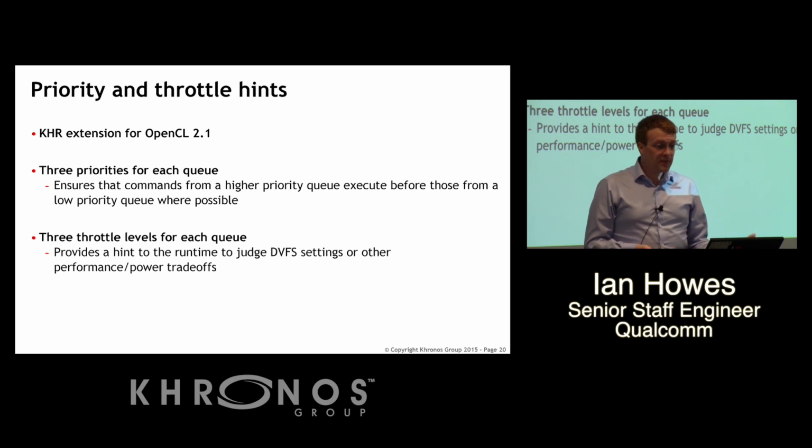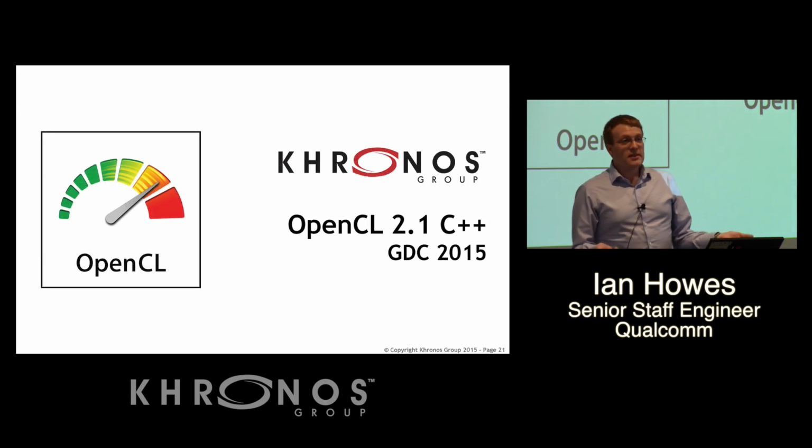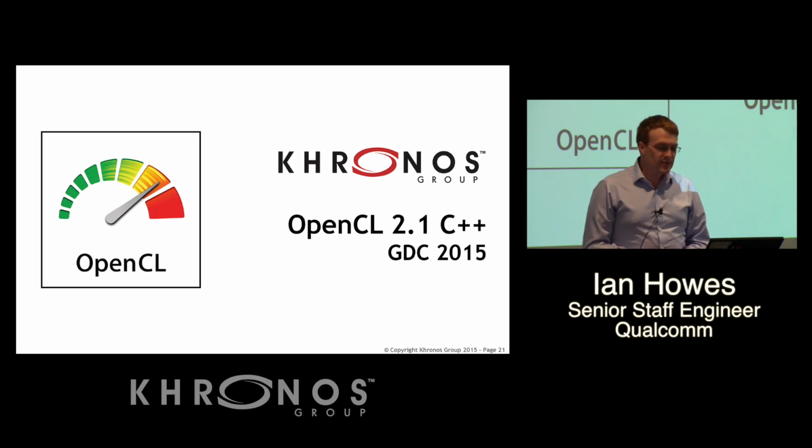And as an extension, we've added priority and throttle hints to queues. So you can tweak the priorities of queues. You can ensure that commands from a higher priority queue execute before those from a lower priority queue. And you can give levels of throttling so that a runtime can use frequency and voltage scaling or other techniques to throttle kernels if they don't need to run so quickly. So that was it for the API. They're relatively simple changes. We'll hear more about SPIR-V itself later, which is the really big change that's consumed.